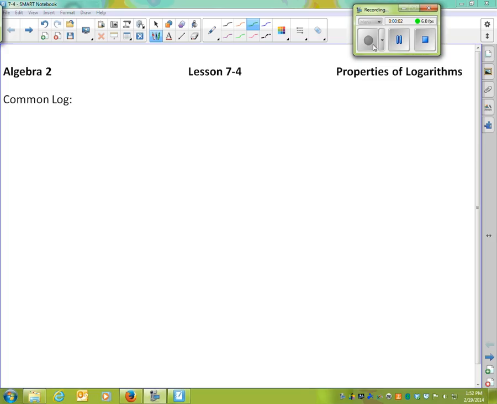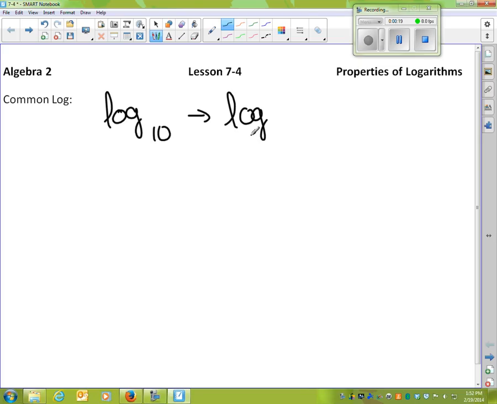In lesson 7.4, we're going to talk about the properties of logarithms. The first thing I want to go over is what a common log is. That is a logarithm with a base of 10. It's often written simply as log. If you see a base missing, you can assume it's a 10. This is the log that you find on your calculator, the common log. And you'll see it throughout today's lesson.